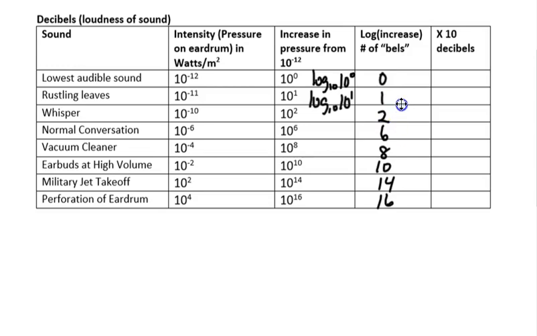So to keep from using as many decimal places, the bels were multiplied by 10 and became decibels. So we say this is a 0 decibel sound, this is a sound of 10 decibels, 20, 60, 80, and so forth. And this is our scale for measuring loudness.